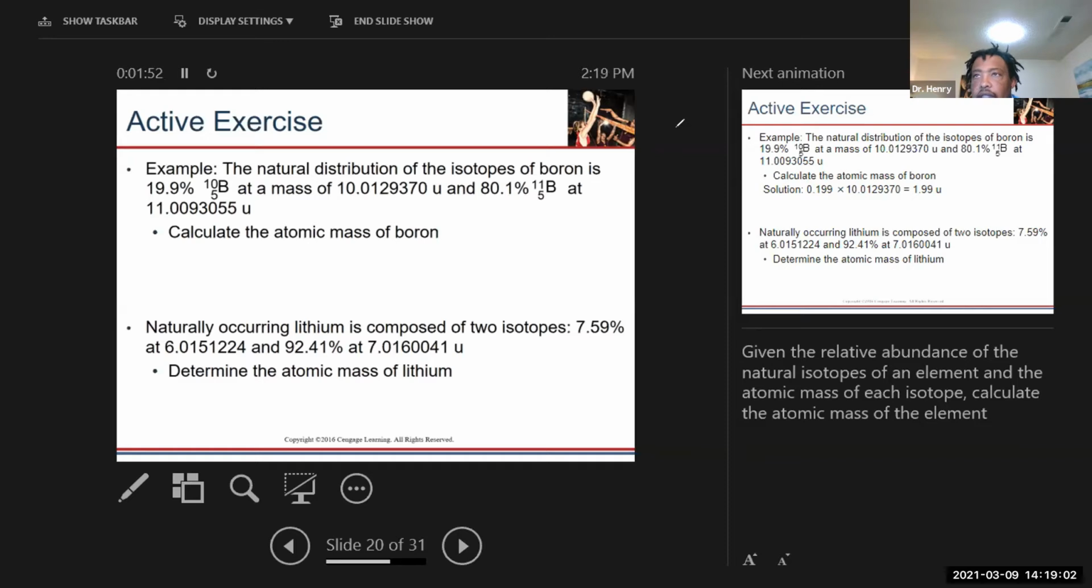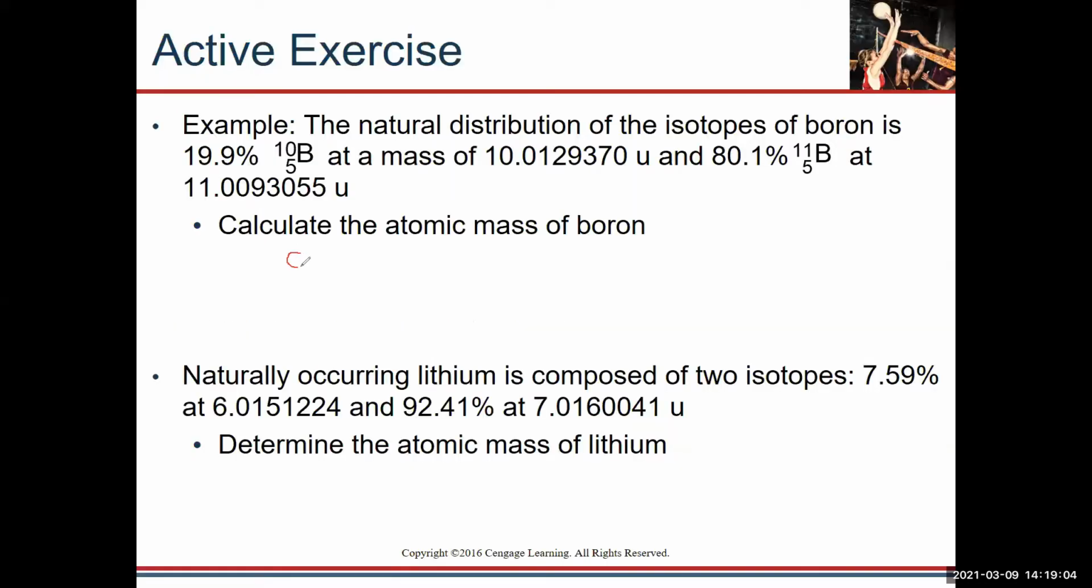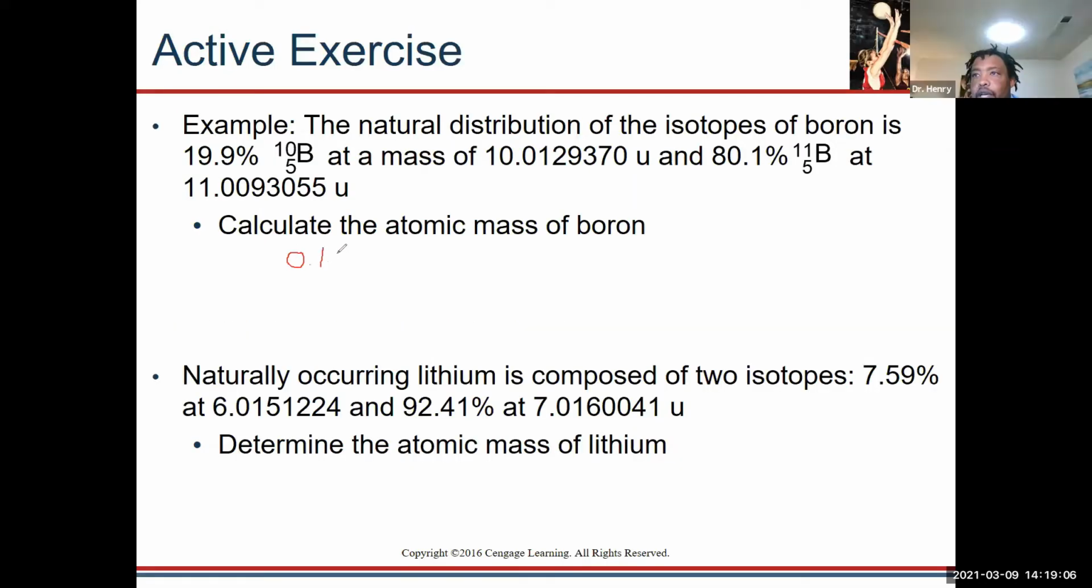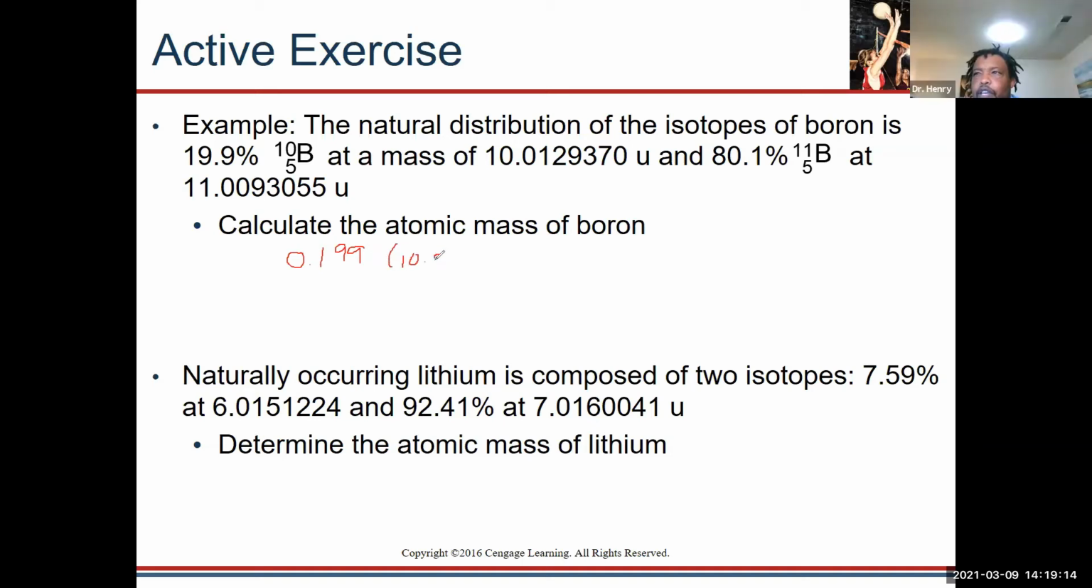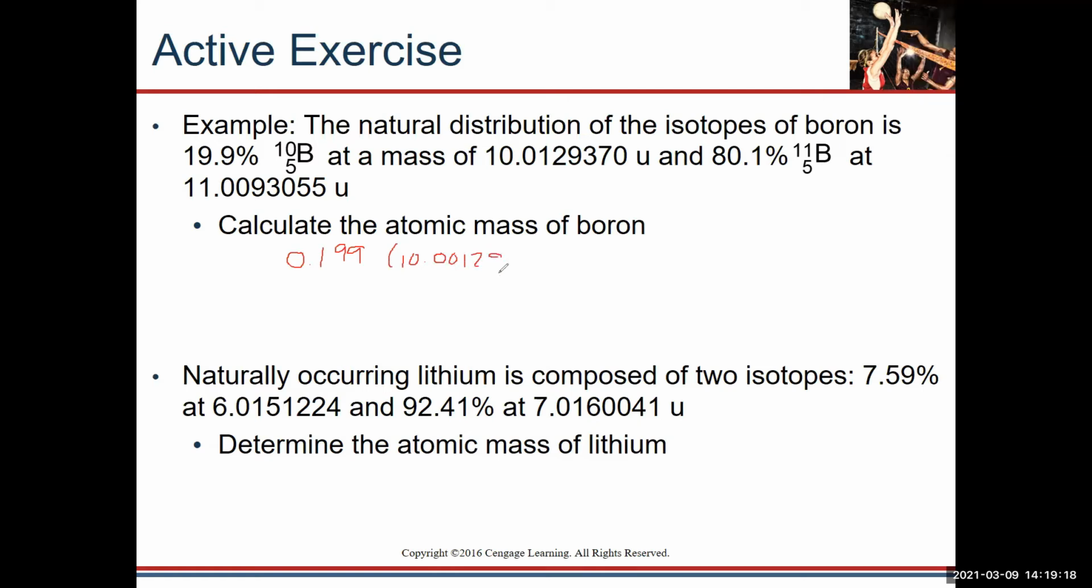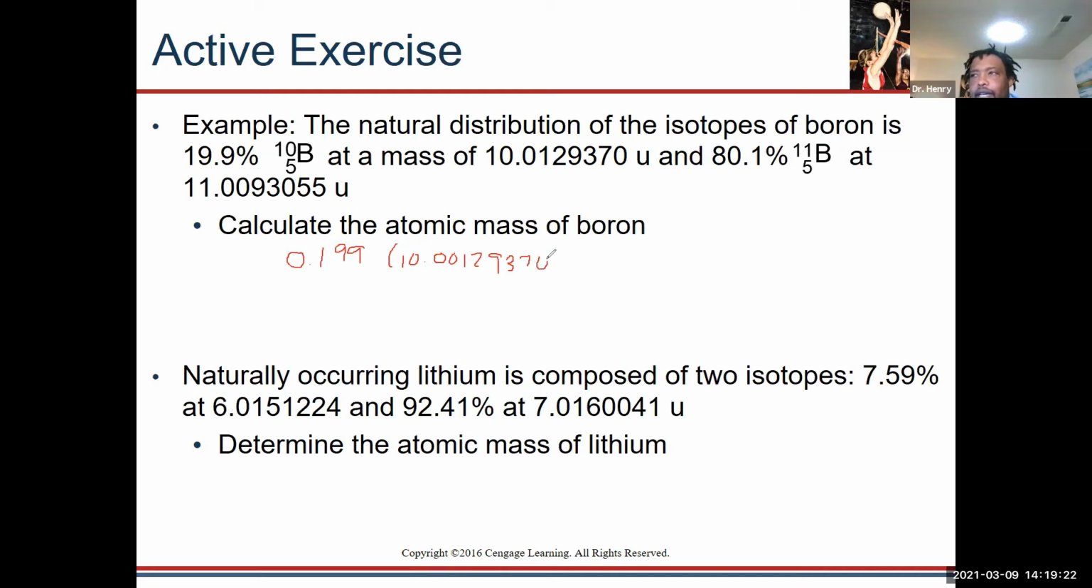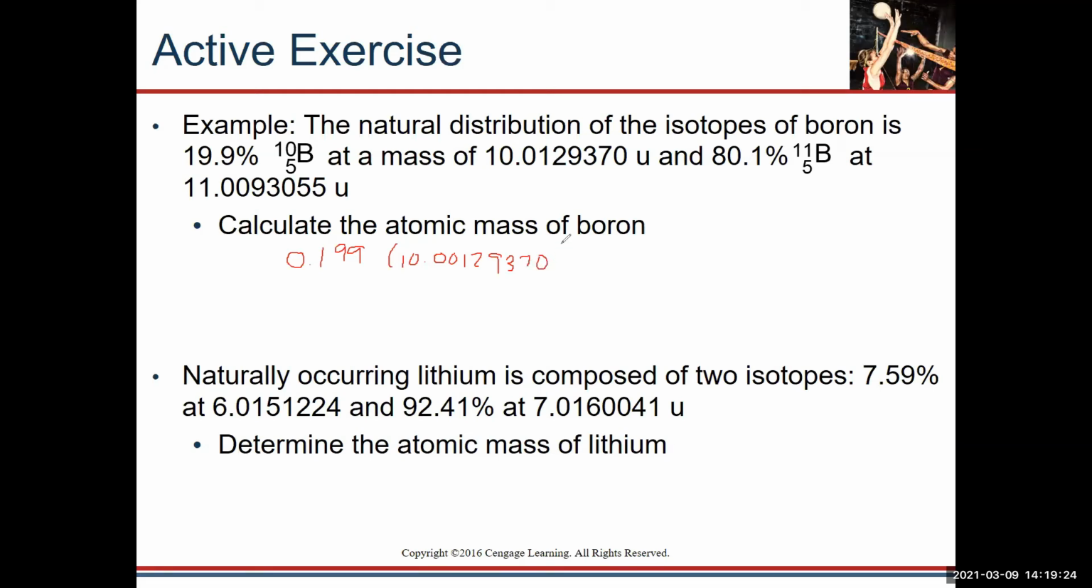So we would multiply those numbers. You're going to go 0.199 times 10.0129, and that's going to give us the relative abundance contribution of that one. And we do it for each one. Then when you add them up, it should add up to the molecular weight. That makes sense, no?